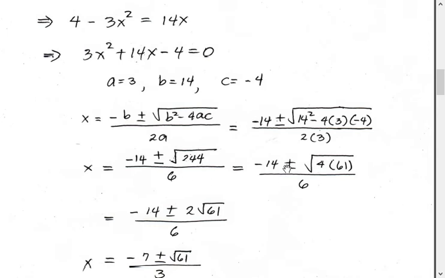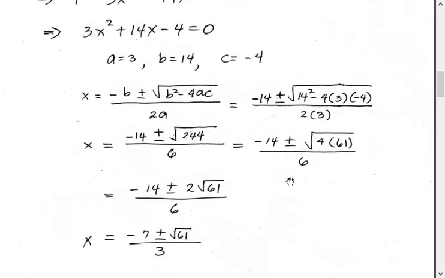Then we have to simplify. What are the factors of 244 such that one of the factors is a perfect square so that we can take it out of the square root symbol? We found that it's 4. So the answer is negative 14 plus or minus 2 square root of 61 all over 6.